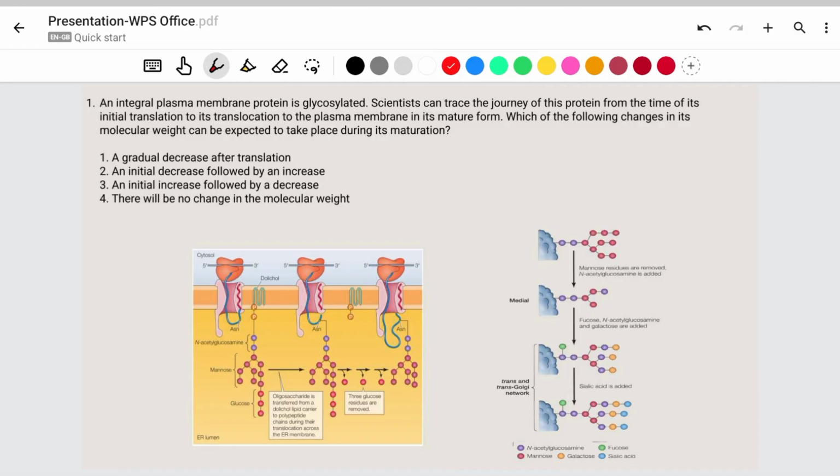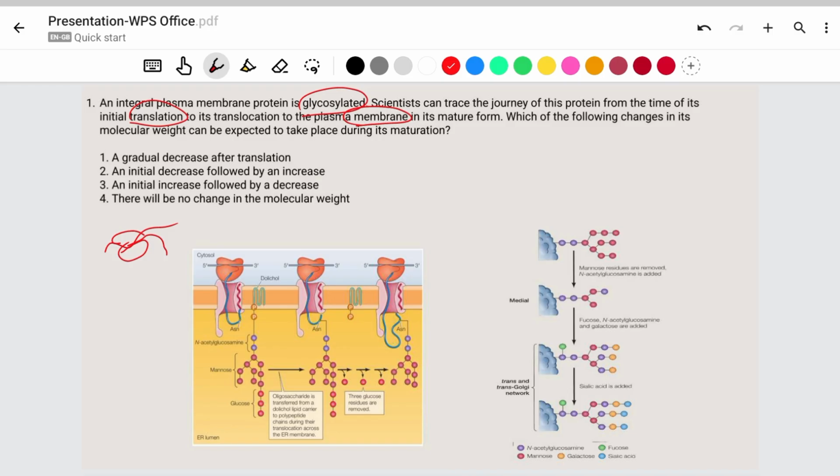An integral plasma membrane protein is glycosylated, and scientists can trace the journey of this protein from the time of its initial translation. So, when the initial translation happens, after the maturation of the mRNA, it will come out to the cytosol, and here it will meet the ribosomal protein, and thereafter it will start producing the target protein. So that would be the initial translation.